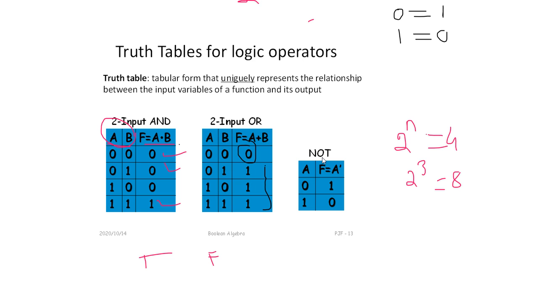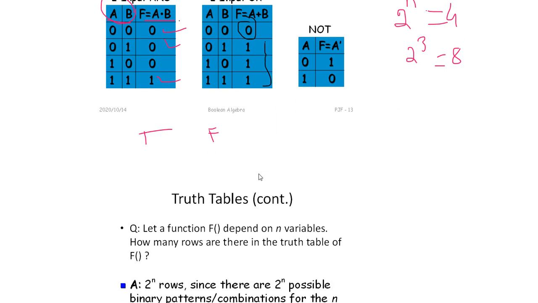If you see the NOT operator truth table here, if a is 0, a prime or a bar will be 1. If a is 1, a prime or a bar will be 0. Or you can call it in true and false. If a is true, a prime is false. If a is false, a prime will be true. This is the truth table of these binary logic operators AND, OR, and NOT, right?